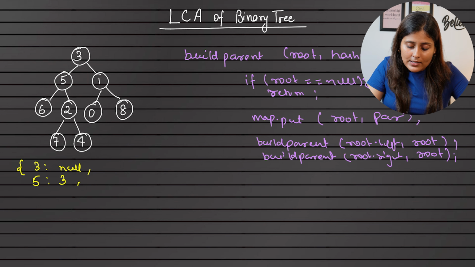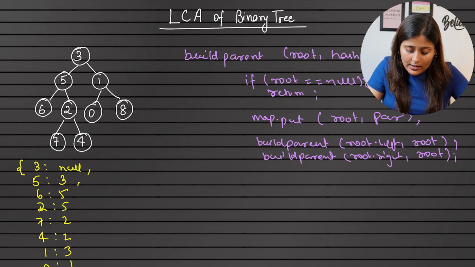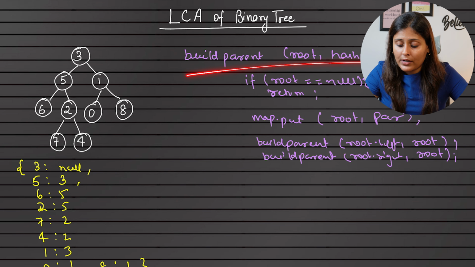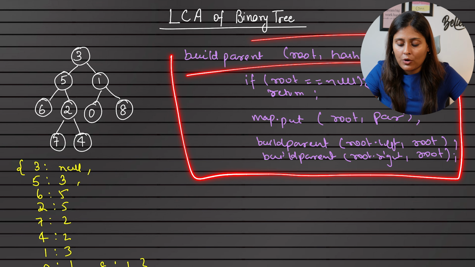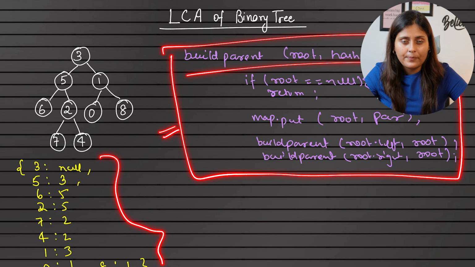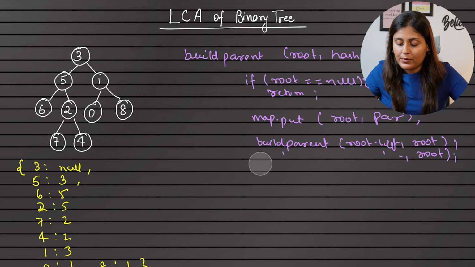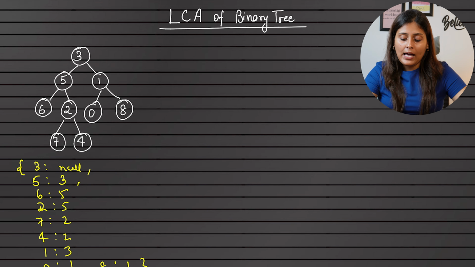Similarly for 6 the parent is 5, so we fill this. Now we go to the right side of 5, which is 2, and for 2 the parent is 5. Similarly for 7 the parent is 2, and for 4 the parent is 2. For 1 the parent is 3, for 0 the parent is 1, and for 8 the parent is 1. I have filled this. Using this recursive function, which takes O of n time complexity, we fill this, so we have the hash map with us.